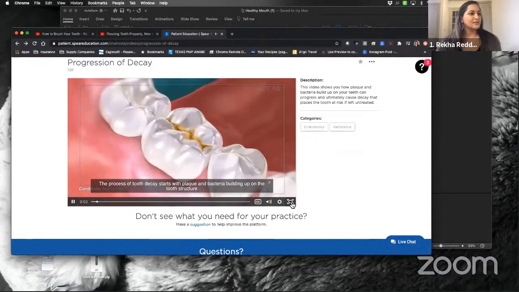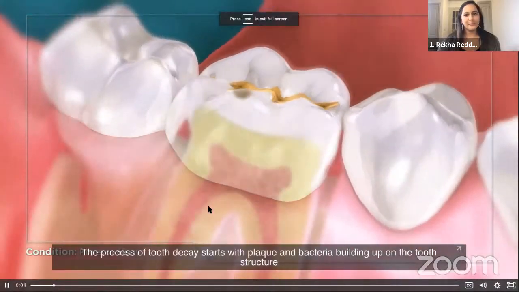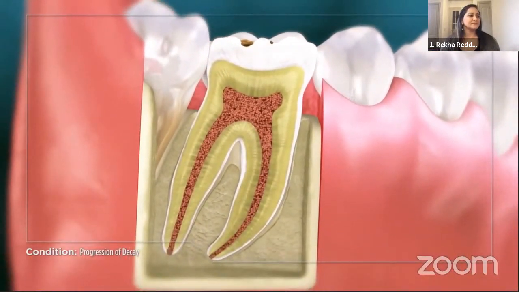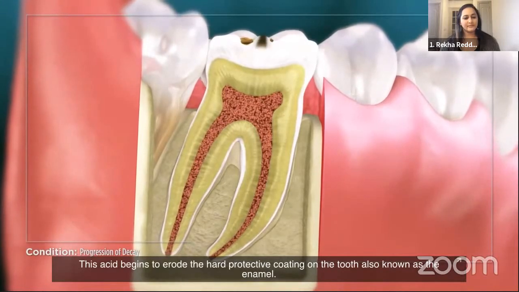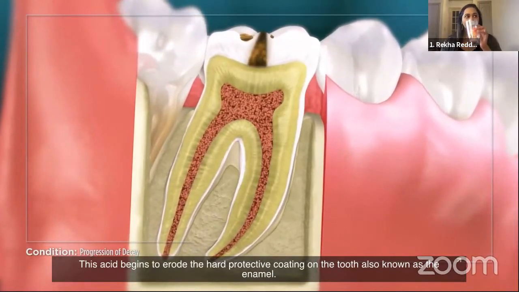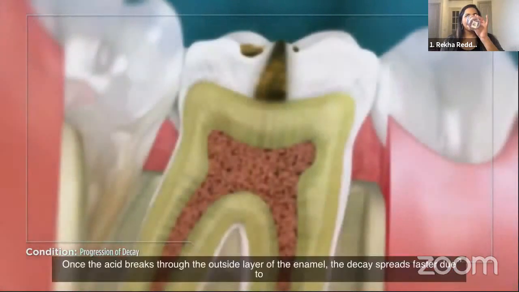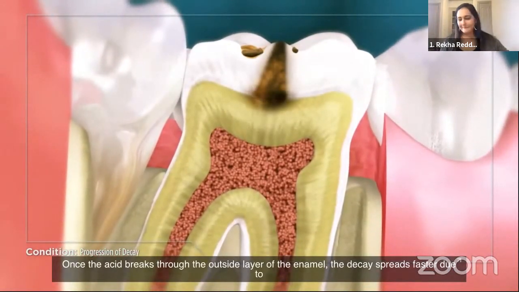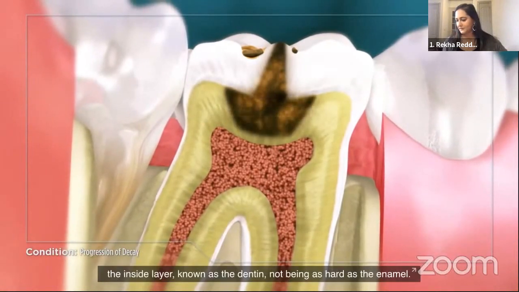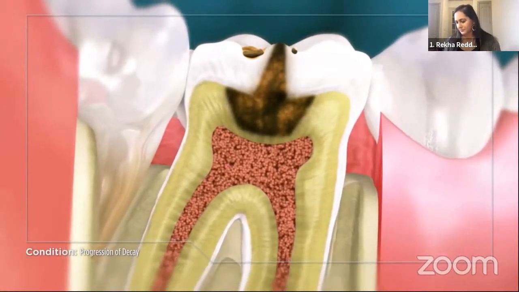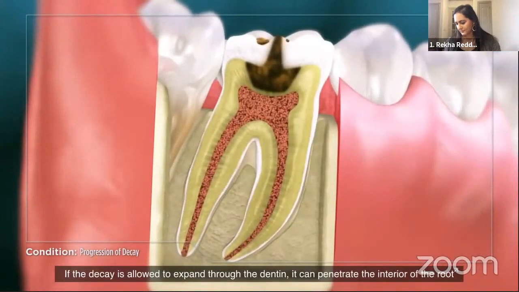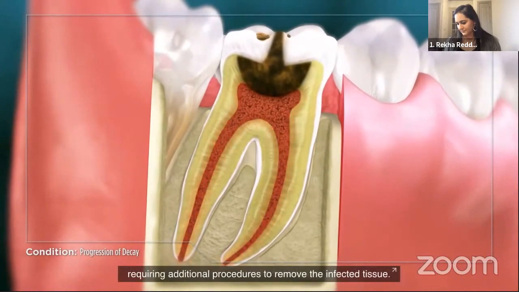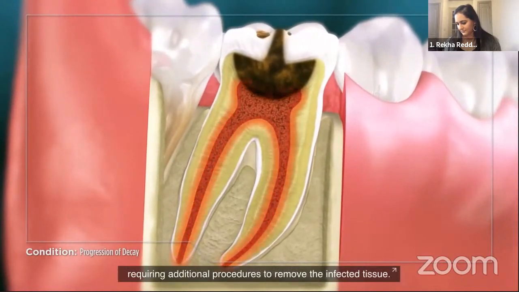The process of tooth decay starts with plaque and bacteria building up on the tooth structure, creating acid. This acid begins to erode the hard protective coating on the tooth, also known as the enamel. Once the acid breaks through the outside layer of the enamel, the decay spreads faster due to the inside layer, known as the dentin, not being as hard as the enamel. If the decay is allowed to expand through the dentin, it can penetrate the interior of the root, requiring additional procedures to remove the infected tissue.